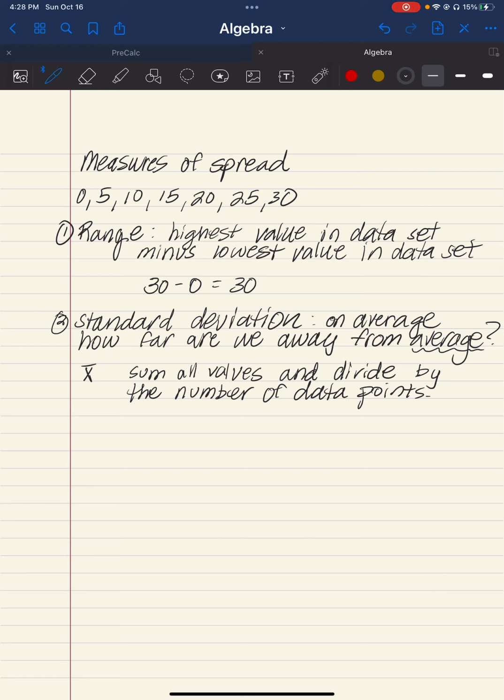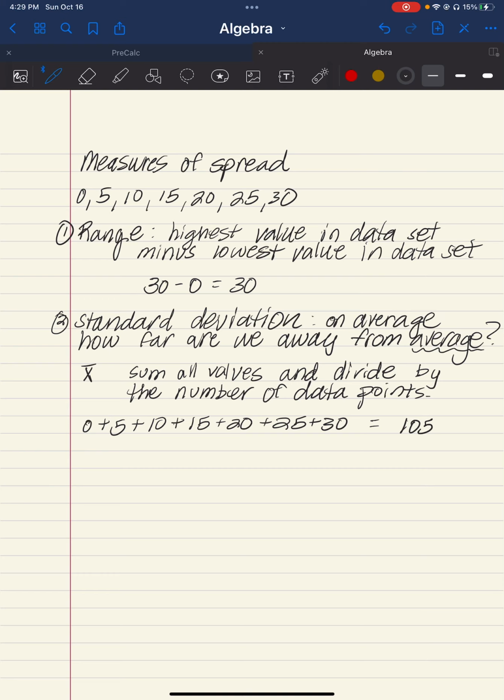And if you remember how to do this, we're going to add all these values up. In this particular case, we're going to sum the values. So we're going to take 0 plus 5 plus 10 plus 15 plus 20 plus 25 plus 30, and that's going to equal something. I think it equals 105, but you should probably pause this and check just to make sure.